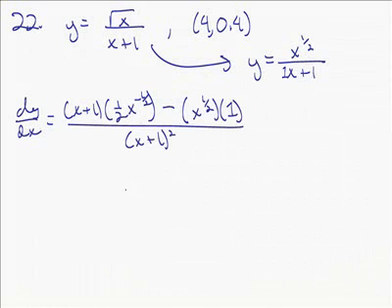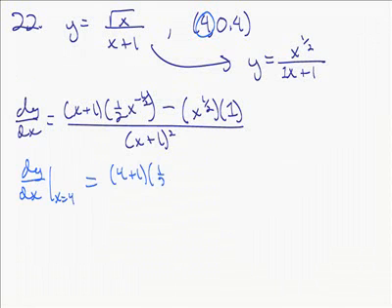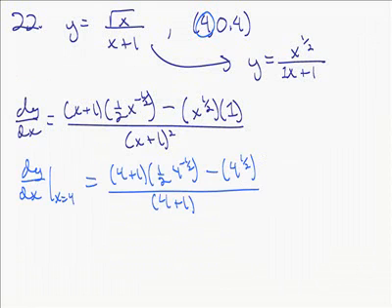Low d high minus high d low, all above the square below. Now we were interested in the derivative at our x value of 4. So let's take dy/dx at x equals 4, and we'll just plug it in before we simplify here. So we have (4 plus 1) times 1/2 times 4 to the negative 1/2, minus 4 to the 1/2 times 1, all over (4 plus 1) quantity squared. Let's see what we get for that.